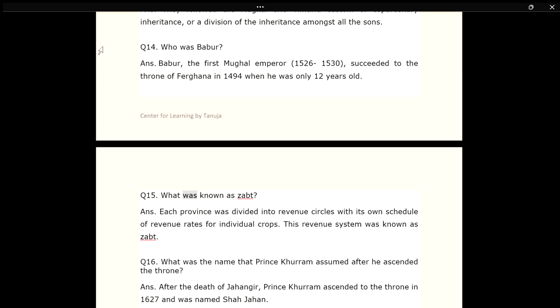Q15. What was known as Zabt? Ans. Each province was divided into revenue circles with its own schedule of revenue rates for individual crops. This revenue system was known as Zabt. Q16. What was the name that Prince Khurram assumed after he ascended the throne? Ans. After the death of Jahangir, Prince Khurram ascended to the throne in 1627 and was named Shah Jahan.